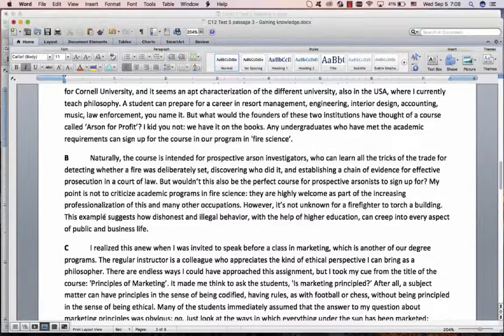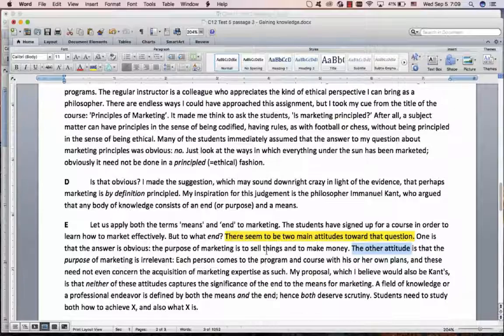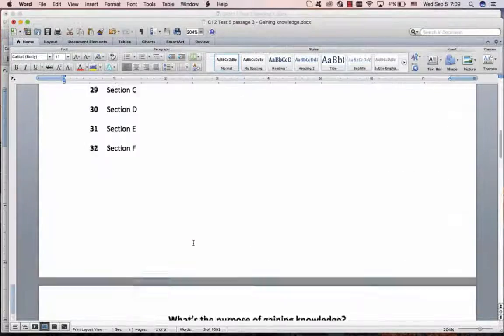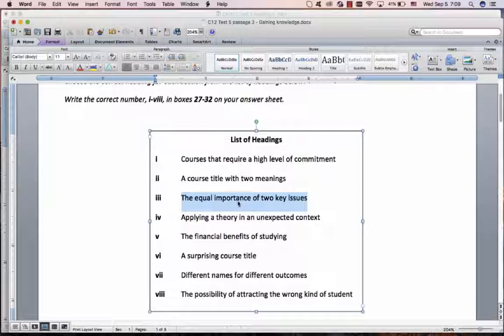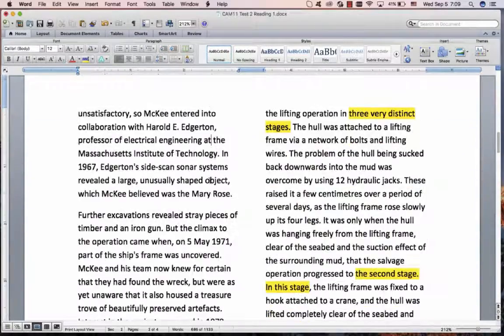This was gaining knowledge, the purpose of gaining knowledge. In this paragraph over here, they had that 2 main attitudes, and then there was the first attitude over there and the second attitude over there. And that actually was the language for an answer in one of the matching headings. 2 main attitudes to that question. That gave you this heading. All right, so please, this kind of language, please notice it. Right, back to Merry Rose.